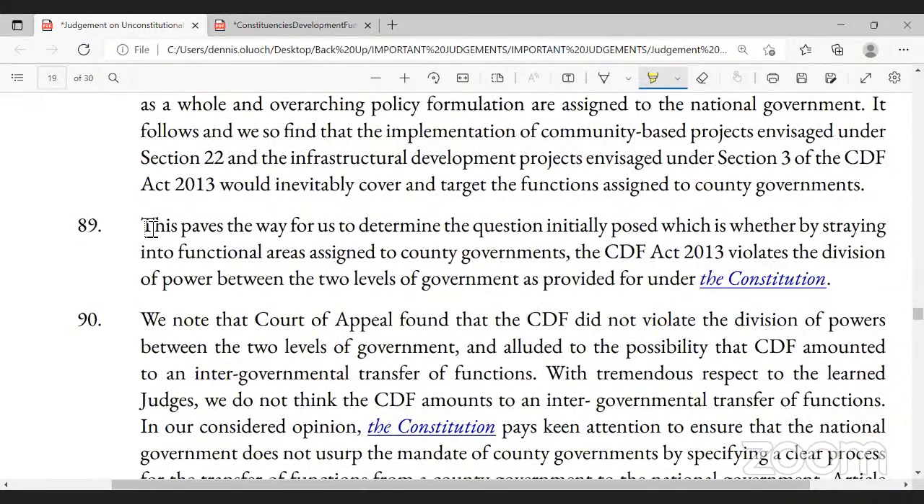This paves the way for us to determine the question initially posed, which is whether by straying into functional areas assigned to county governments, the CDF Act violates the division of power between 2 levels of government as provided under the Constitution. Those are very important questions that they are going to determine. And they are saying that the CDF has strayed into functional areas assigned to county governments. That's very, very important.